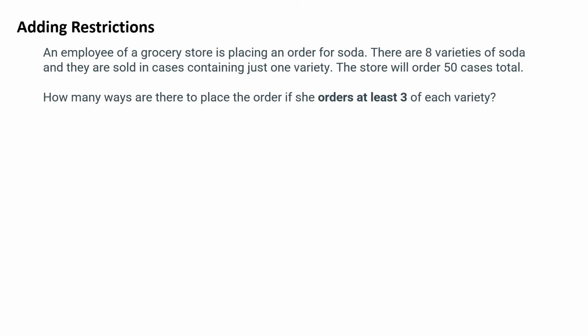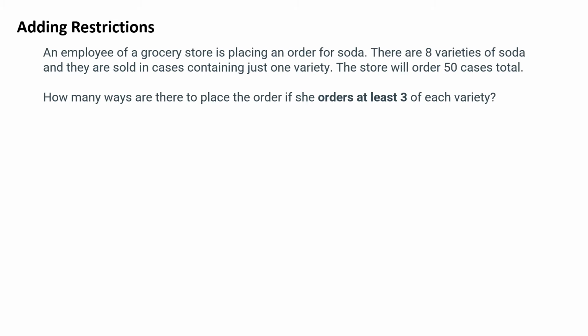Now, sometimes we might have some restrictions, and so we're going to learn how to solve problems with restrictions here. So again, let's say that we have an employee of a grocery store and they're placing an order for soda. There are 8 varieties of soda, and they're sold in cases containing just one variety. So just the same thing as before. The store will order 50 cases. So that's all the same.